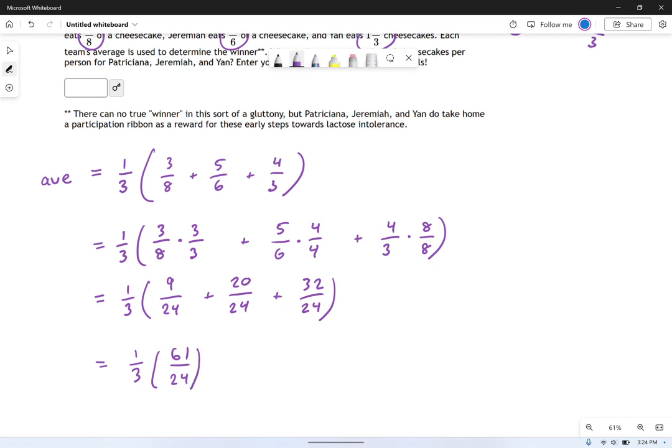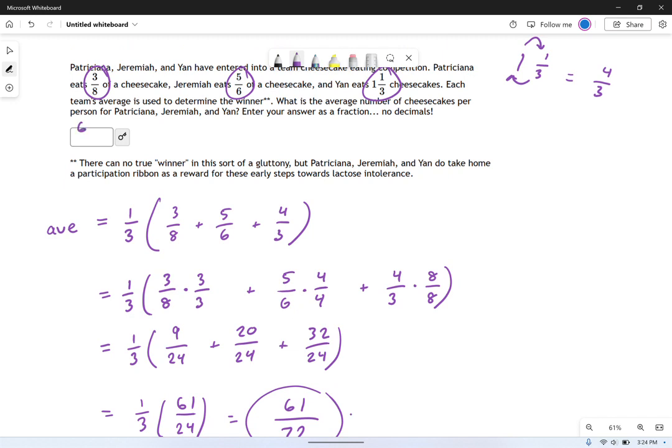Okay, now 61 doesn't divide nicely by 3, so I'm just going to have to say, okay, fine, this is 61 over 72 from the looks of it. 61/72ths. That is the average of all of their eating.